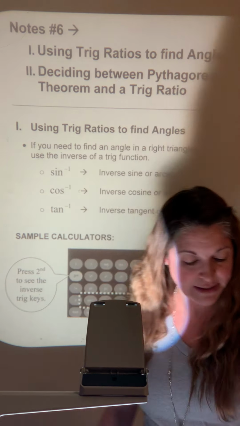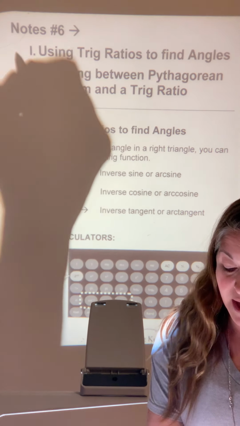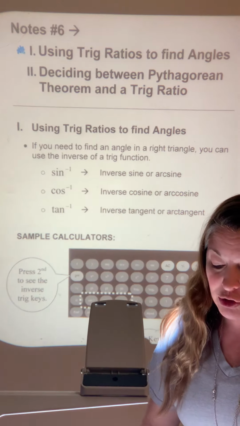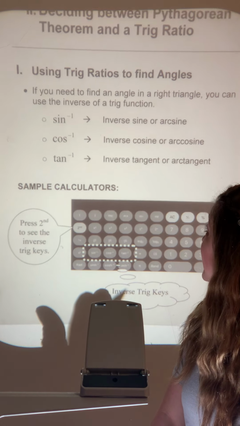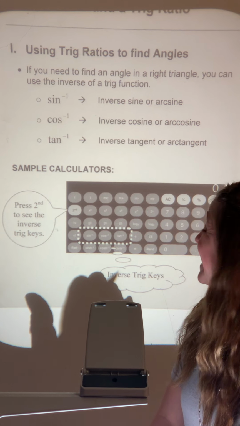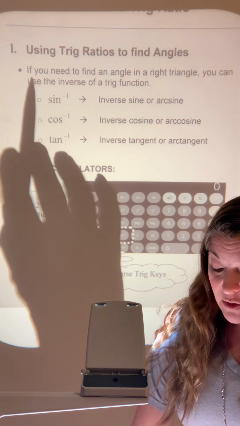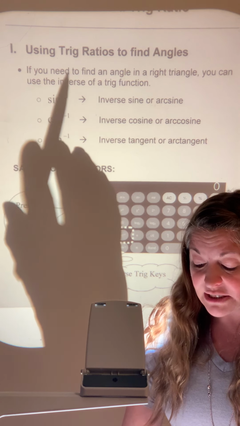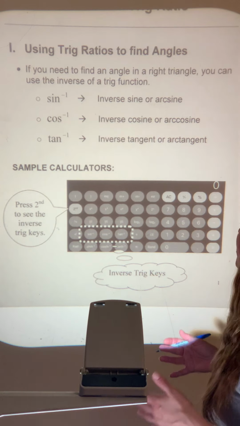So moving on, let's start with our first topic. The first thing we're going to talk about right here is using trig ratios to find angles. So what we're going to need for that is to know where the inverse keys are on our calculator. Because what it says right here is if you need to find an angle on a right triangle, you can use the inverse of a trig function.